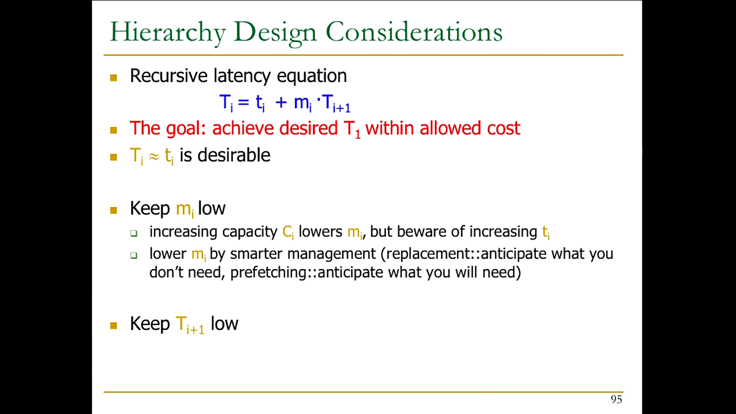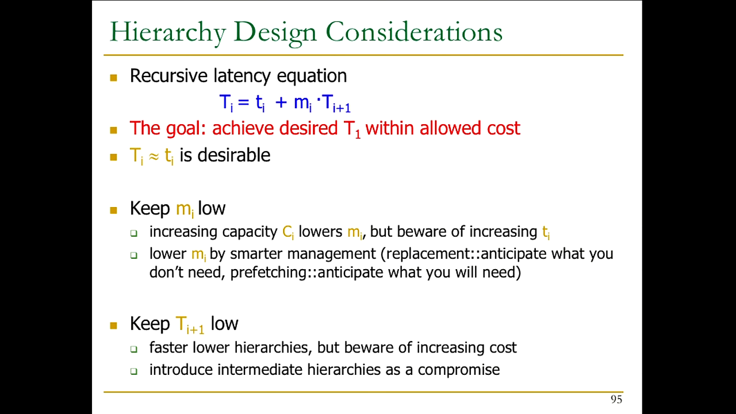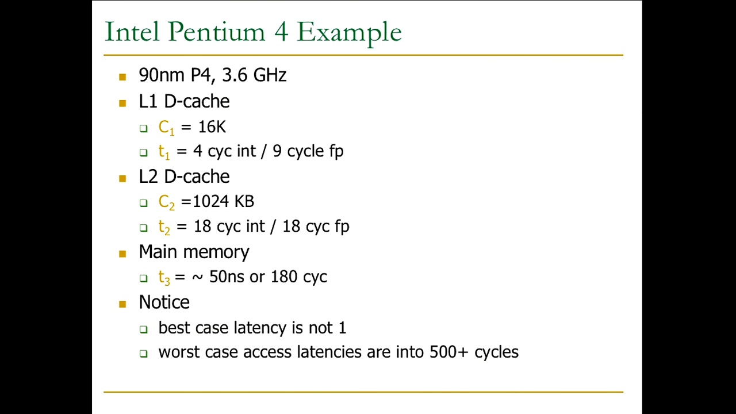What do you anticipate? Can you anticipate the stuff that you should bring into the cache such that you're not going to experience the latency of it when you need it? That's called prefetching. And you can keep the next level access low by making them faster, but now it increases the cost. And you can introduce intermediate hierarchies to reduce the cost. So this is basically an optimization problem that can be defined. But I'll give you an example.